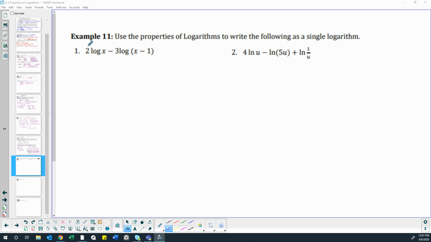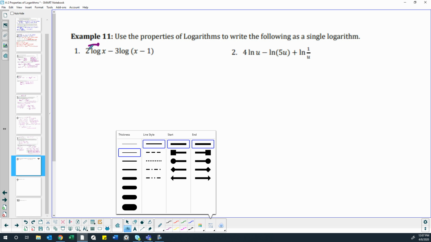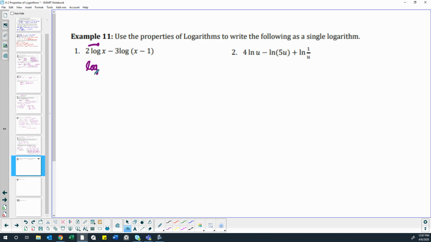The first thing we're going to do is use the power property to take our exponents and put them as powers. So 2 log x is going to turn into log x squared. And then the 3 would be negative log (x minus 1) to the third. Notice how I just took the 3 and not the negative. Okay, so I've used the power property to put the powers back on.